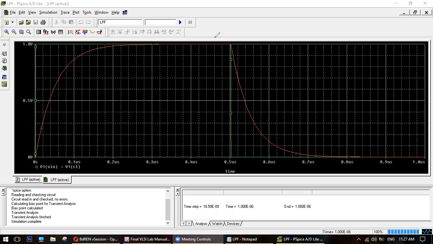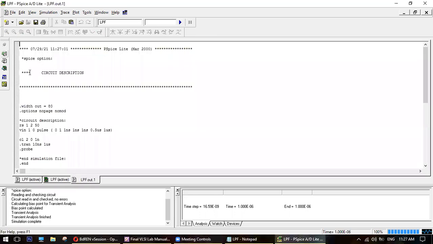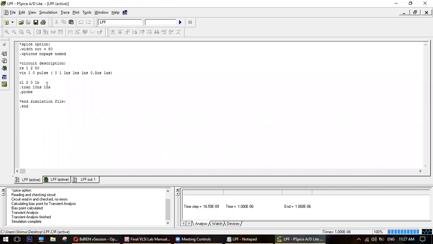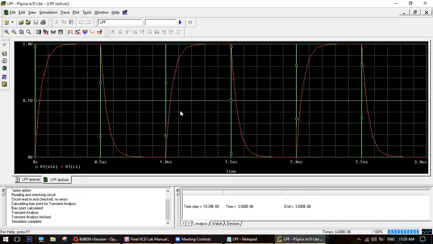Okay. Let's do one thing. Let's check for 3 microseconds. So 3 cycles will be there. As you can see, your input is passing. You have an input, you have an output. Got my point? Although the output is not exactly a square wave, it is close to a square wave. Your output, that means the red one.